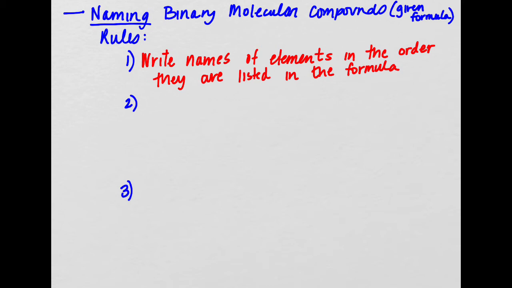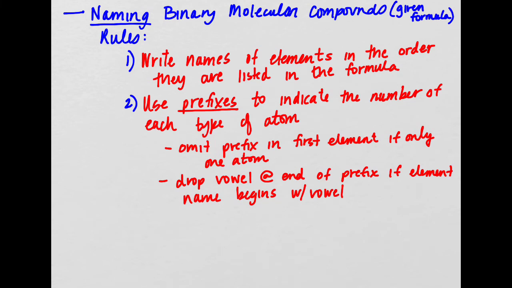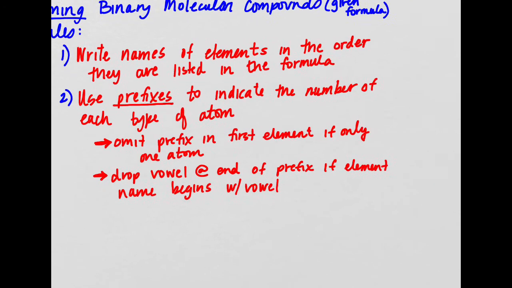The second rule is we're going to use prefixes to indicate the number of each kind of atom. And there are some specific rules for these prefixes, and there are some prefixes that you are going to need to memorize. So I'm going to write down the rule first. All right, so there's the rule, and here are two little sub-rules that I'm going to come back to once we look at our prefixes and do an example. So our prefixes are over here.